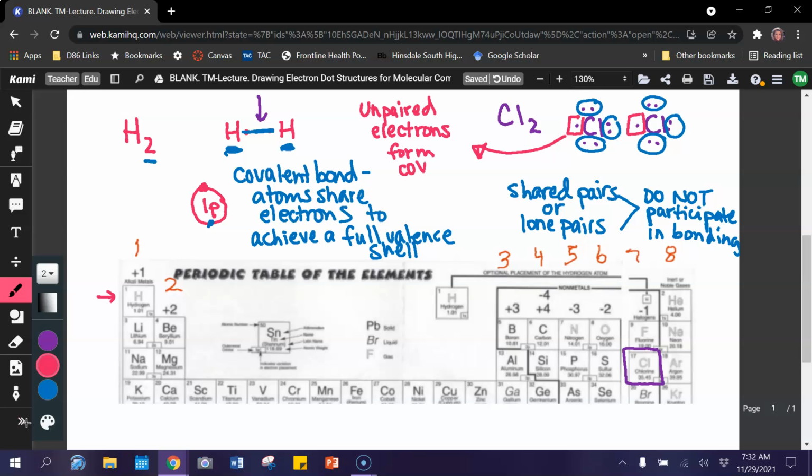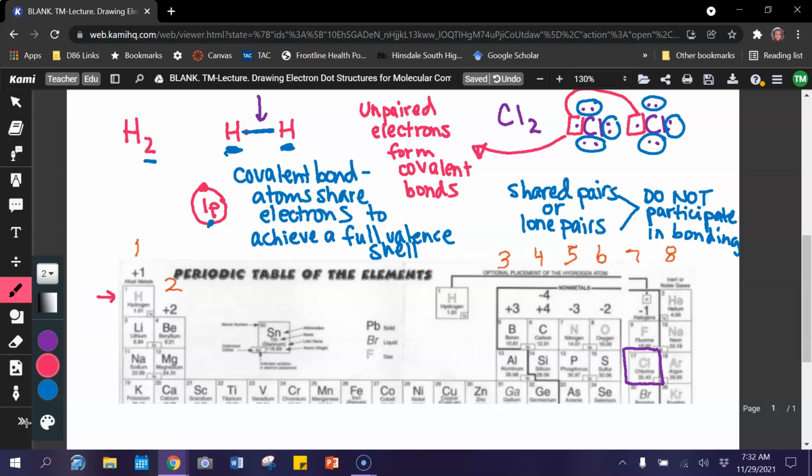They're the ones that are going to be shared between atoms. So they're the ones that are going to participate in the bond. So what we need to do then is redraw our atoms, and we're going to replace our 2 unpaired electrons with a dash.